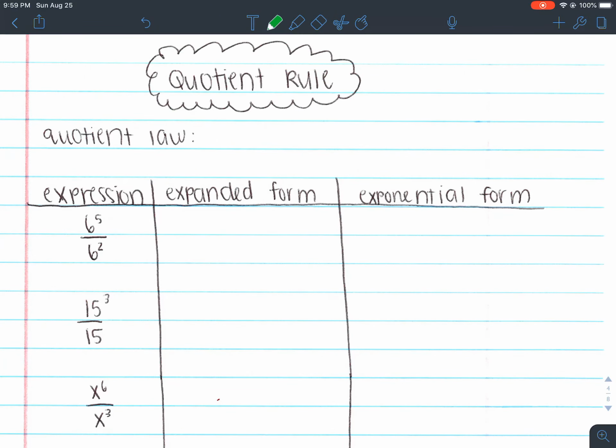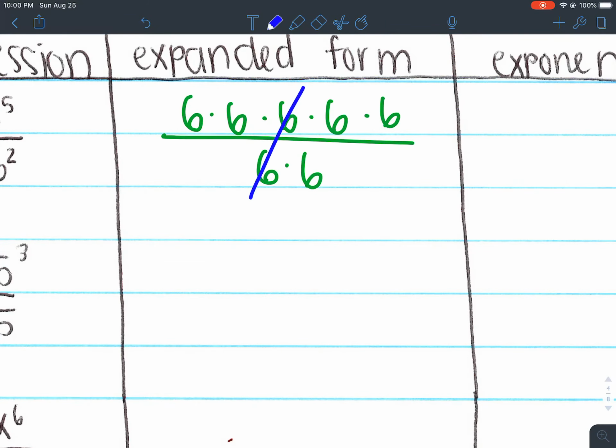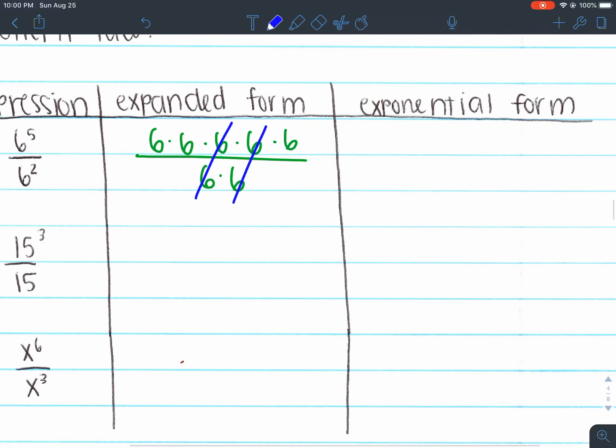Just like last time, I'm going to go over the law afterwards, but we're going to first explore a little bit. So let's talk about the expression 6 to the 5th divided by 6 squared. Well, 6 to the 5th means that I have 6 times itself 5 times, and 6 squared means I have 6 times itself twice. I know this is all multiplication, and I also know that 6 divided by 6 is 1. So are there any 6's I could cancel? I can cancel 2 of them, because 6 divided by 6 is 1.